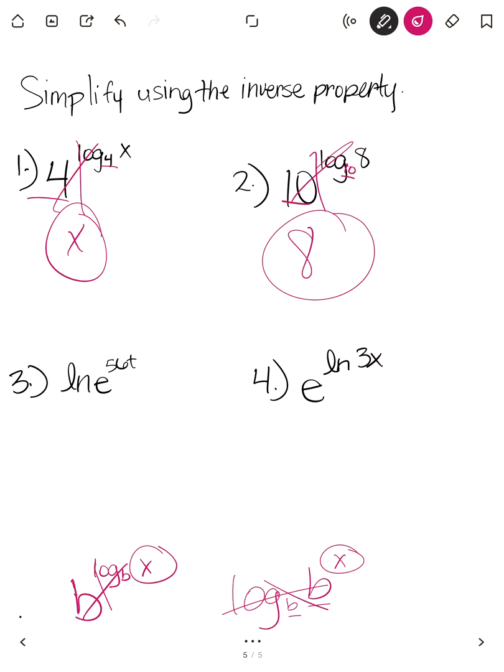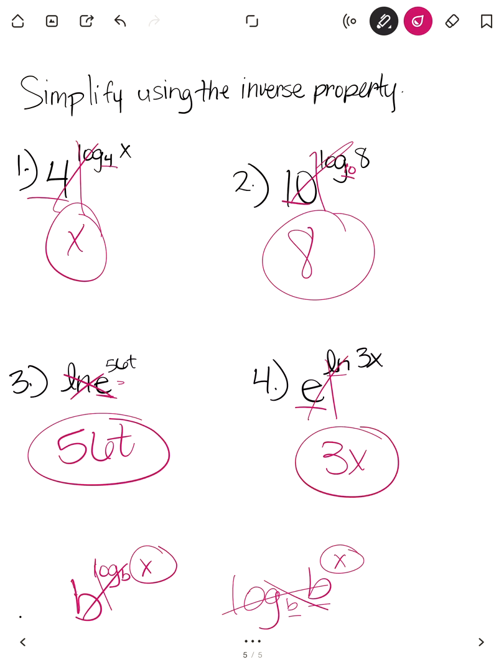Okay, the natural log of e to the 56t power. Well, the base of the natural log is e. The base of the exponential is e. They cancel each other out. I'm left with 56t. And last but not least, e to the natural log of 3x. Again, they match. They're the same. They cancel out. 3x is my answer. So this video is over properties of logs.